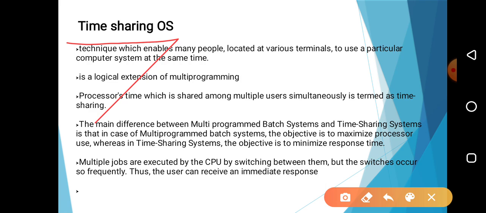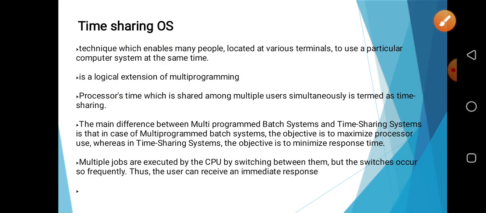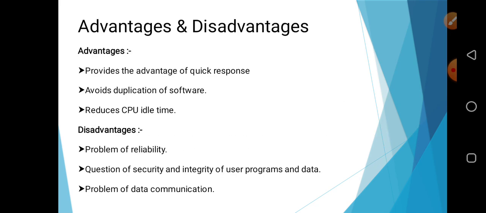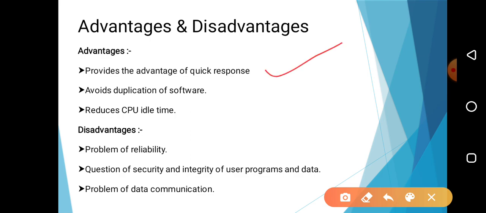The computer systems that were designed primarily as batch systems have been modified to time sharing systems. So in this, the time is shared among multiple users. What are the advantages and disadvantages of the time sharing system? A time sharing system provides the advantage of quick response, as the submission is done within the time. It avoids duplication of software. It reduces the CPU idle time.